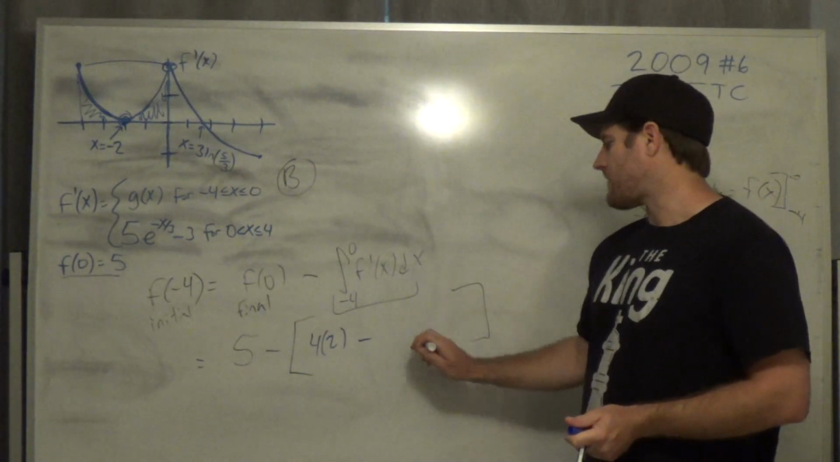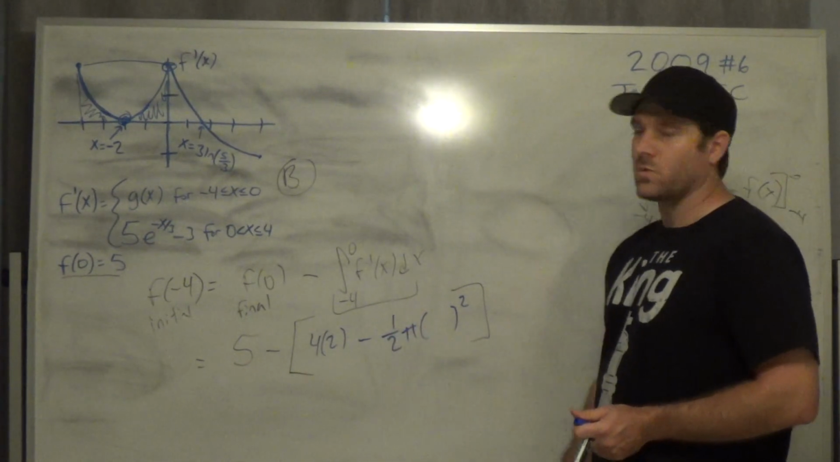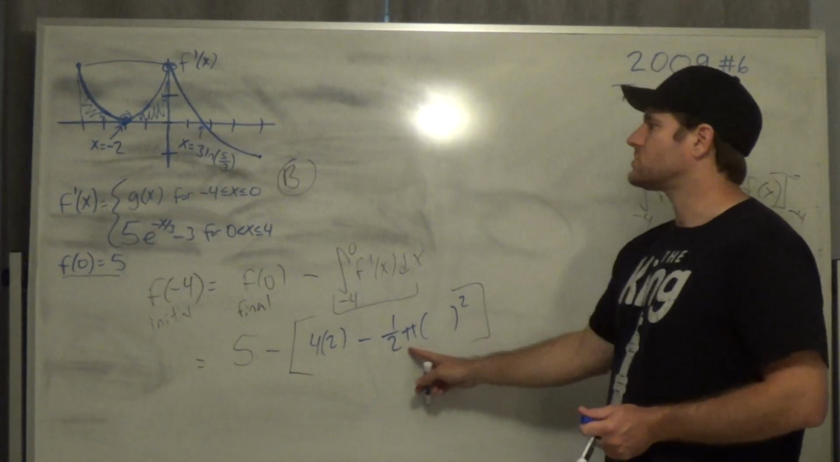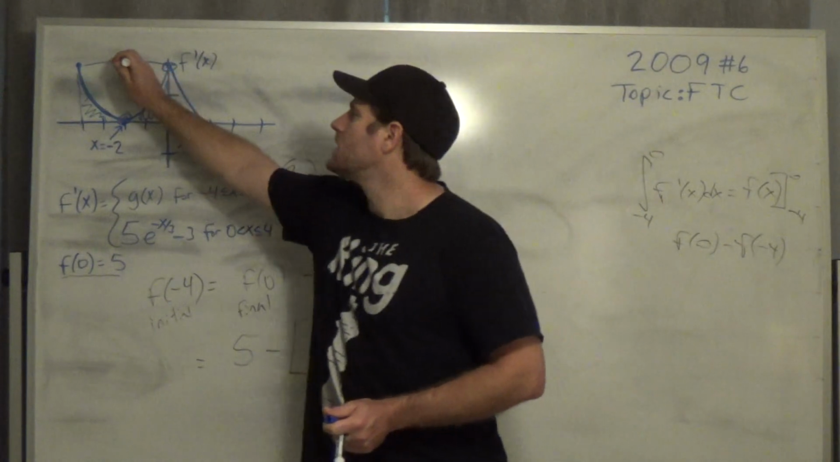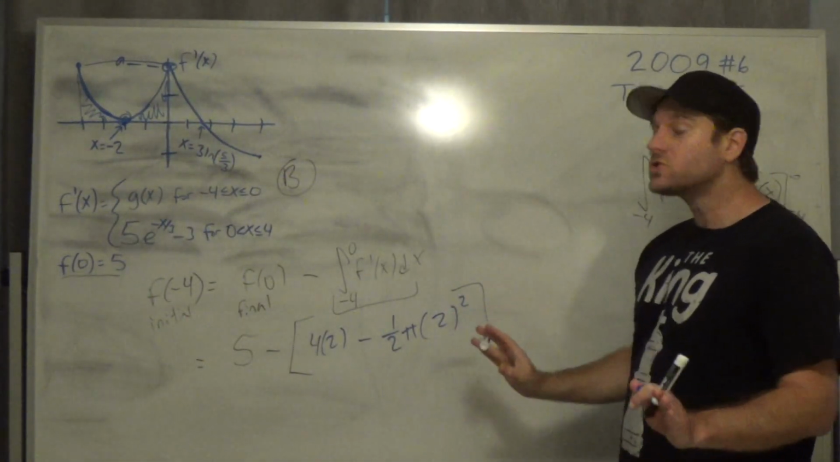Now a semicircle is half a circle. So instead of pi r squared, it's half of pi r squared. So rectangle minus a semicircle. We just need the radius of that semicircle. And the radius of that semicircle is 2. And there you go. This is your answer.